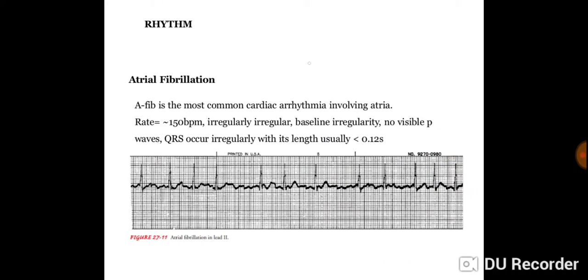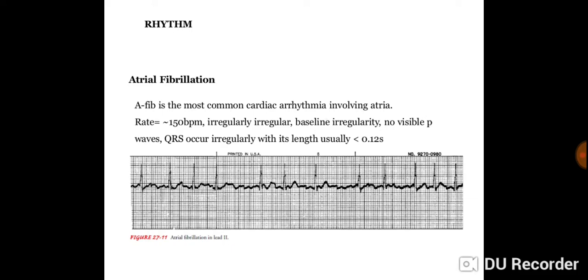This is a very important question. It normally always comes in examination. AFib is the most common cardiac arrhythmia involving the atria. Now, to find an AFib, the rate is usually around 150. The R's are irregularly irregular. You put a paper down here and you know the R's, they're not matching with other R's. There's no discernible P wave. You try to find a P wave here, you can't find a P wave. The QRS is irregular and the length is usually less than 3 small squares.